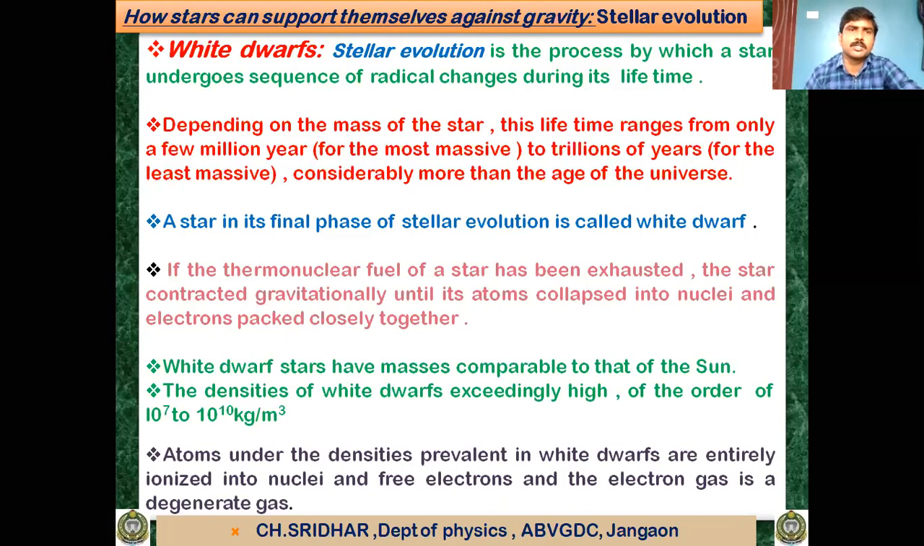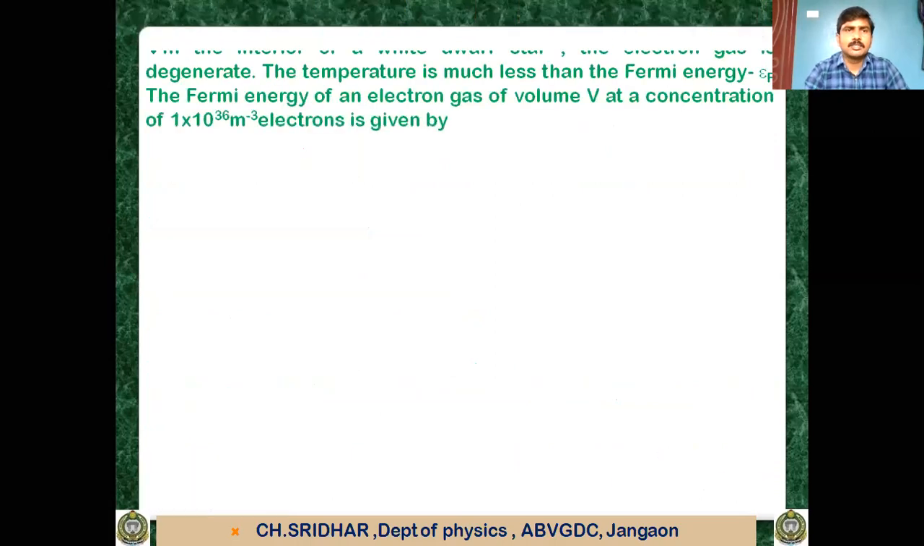So in the case of white dwarfs, the thermonuclear fuel of the star is totally exhausted, and the atoms are ionized into nuclei and a free electron gas. That means nuclei are separated and electrons are separated. That constitutes an electron gas, which is a degenerate gas. And this degenerate gas exerts pressure, and due to that pressure, these stars contract to white dwarfs.